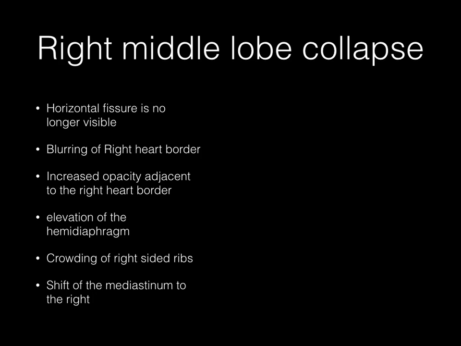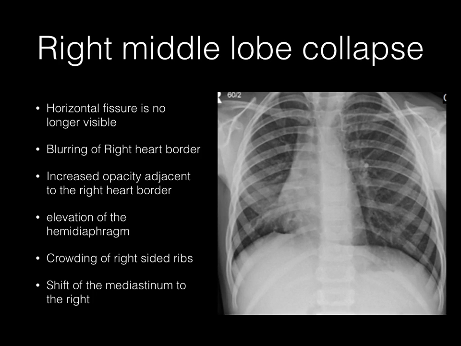There might be blurring of the right heart border, increased opacity adjacent to the right heart border, and therefore a loss of the silhouette sign. There may be elevation of the hemidiaphragm, crowding of the right-sided ribs, as well as shift of the mediastinum to the right. Now, in this particular X-ray, you can see that the right heart border is not well visualized, as well as the right hemidiaphragm appears to be tented upwards.